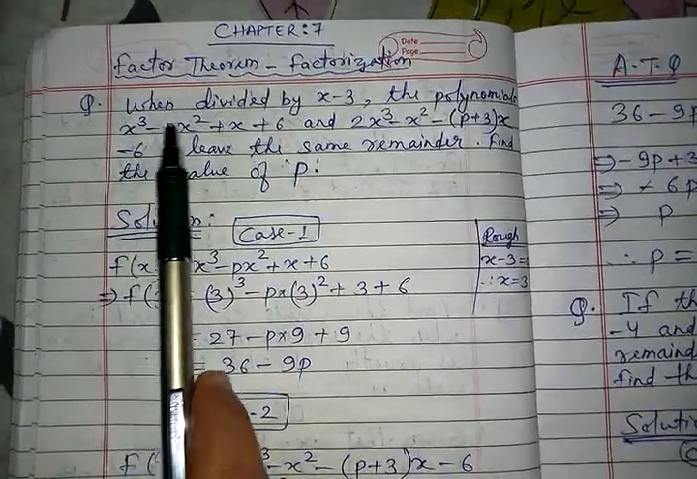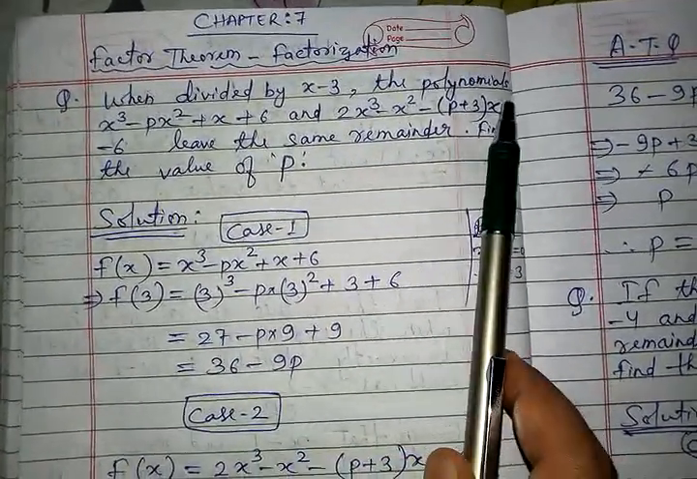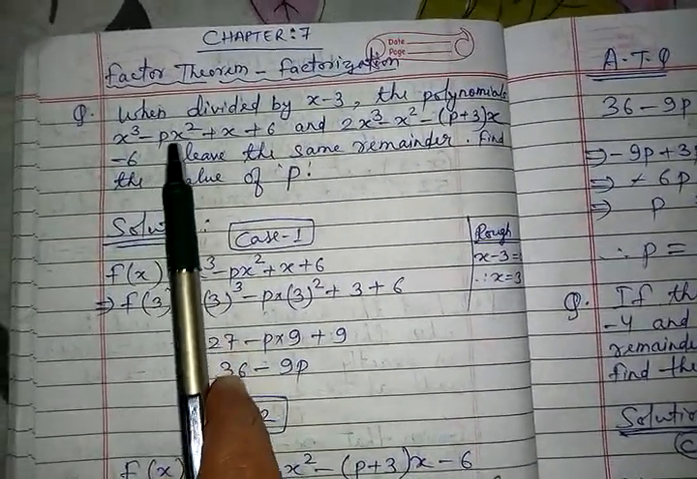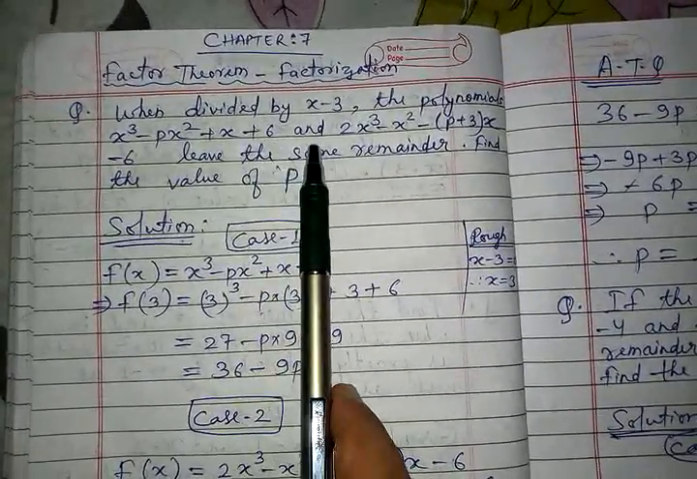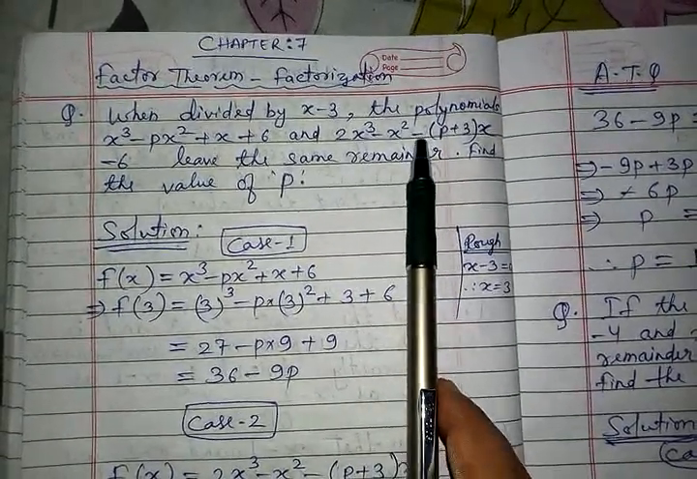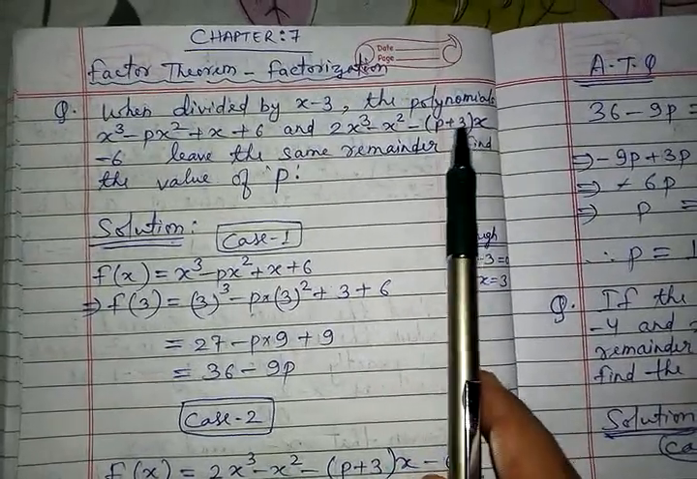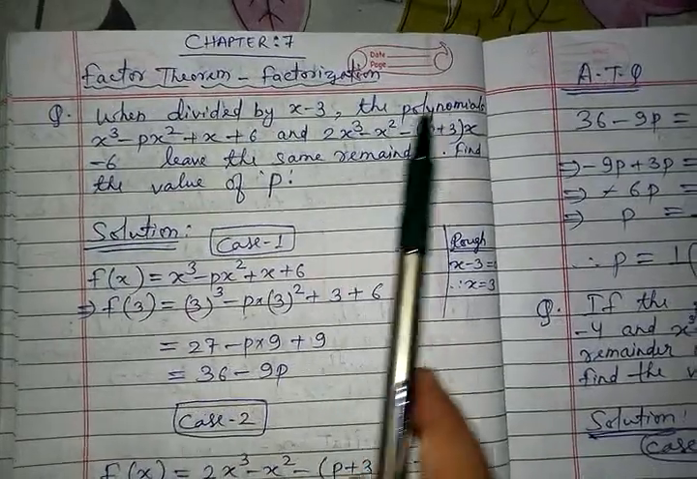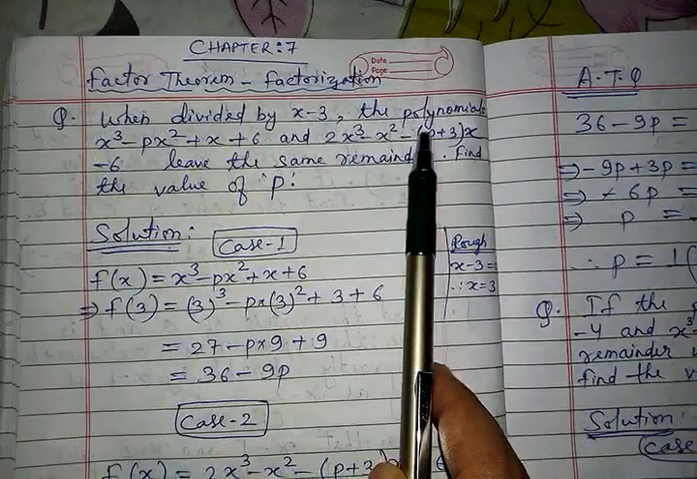Now the question is: when divided by x minus 3, the polynomials x cube minus p x square, you can see p is unknown here, plus x plus 6, and one more polynomial, 2x cube minus x square minus (p plus 3), again one more unknown quantity, p plus 3, multiplied by x minus 6. So there are two polynomials and both of them are divided by x minus 3.